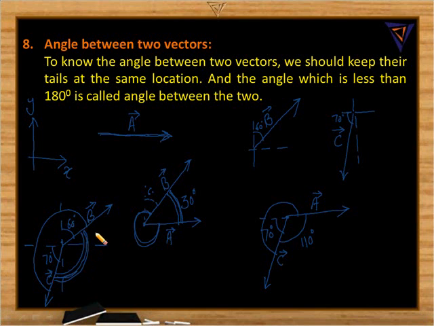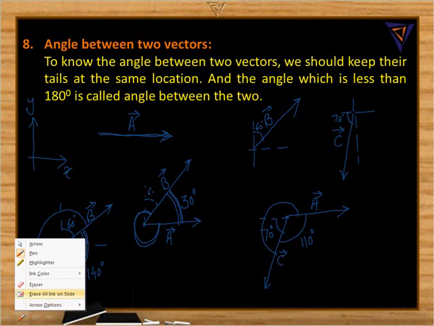So what is this angle? This is 30 degrees, 90 degrees, and this is 20 degrees. So 30 plus 20 is 50, plus 90 means 140 degrees. So 140 degrees is the angle between vectors B and C. So that is how we fix or measure the angle between two vectors.